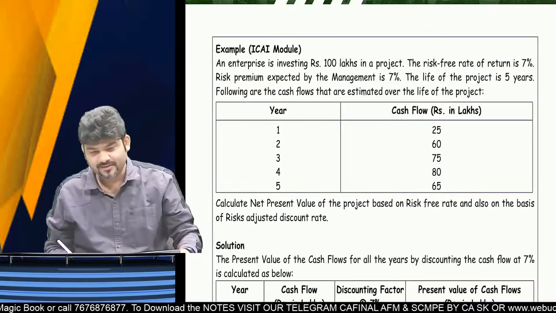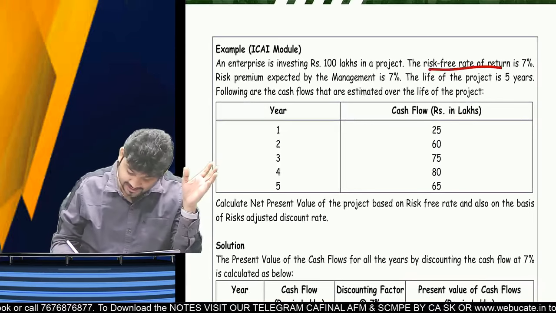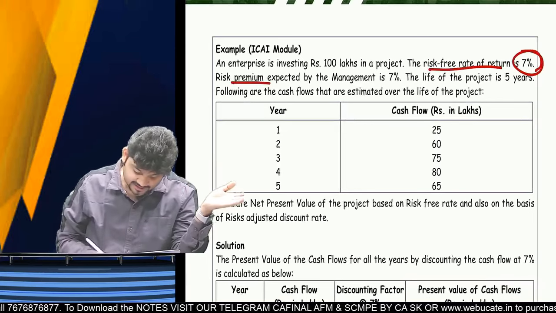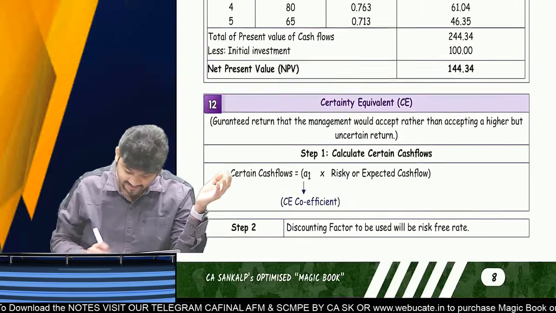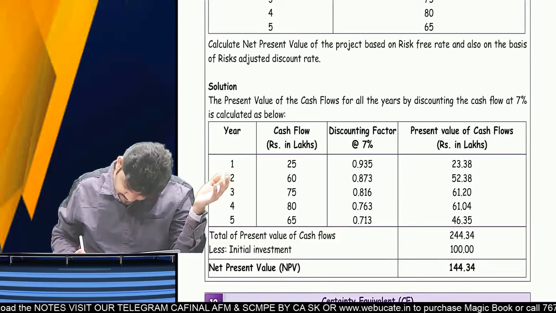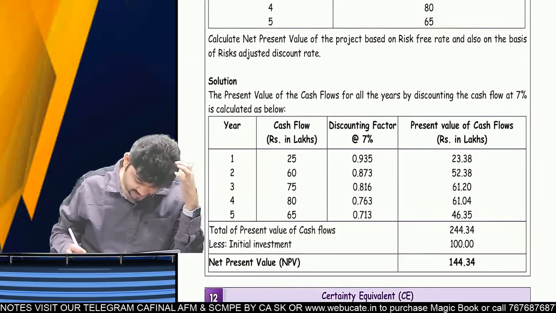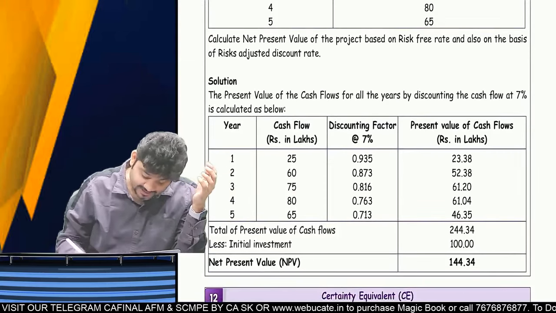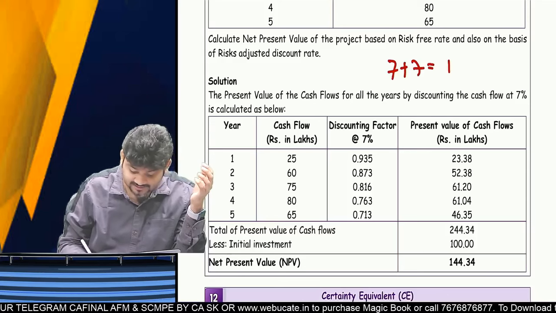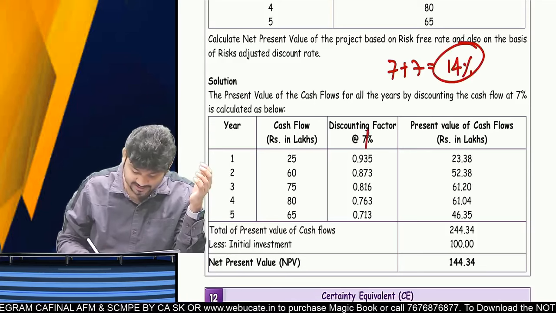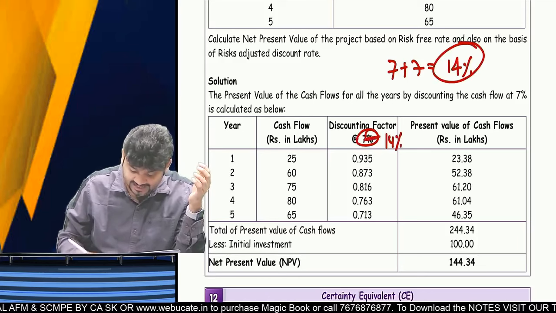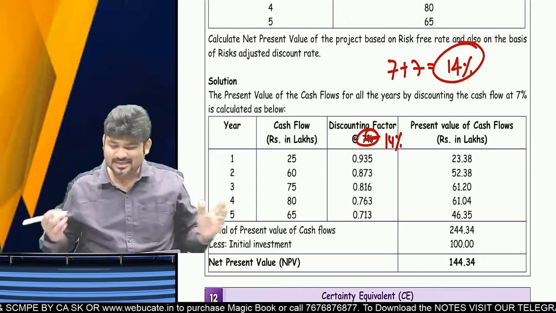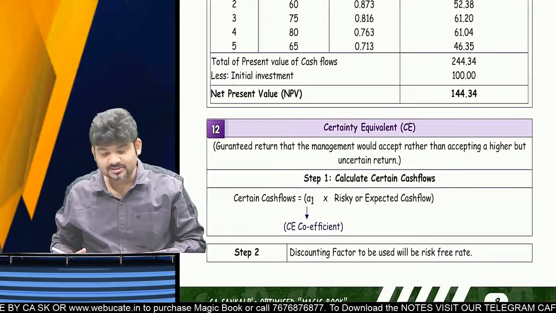The question will directly give you that the risk-free return is 7% and the risk premium expected is 7%. So 7 plus 7 equals 14%. So the discounting factor at RADR will be 14%. That's it, so simple. Then comes certainty equivalent.